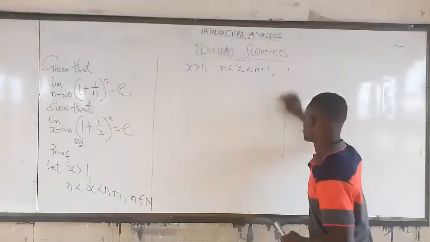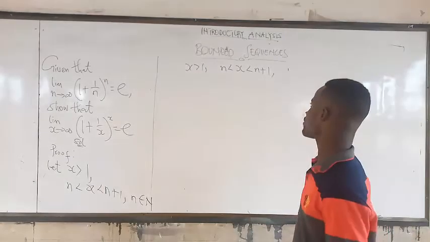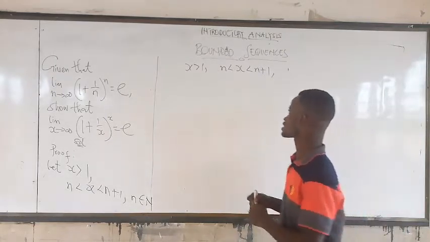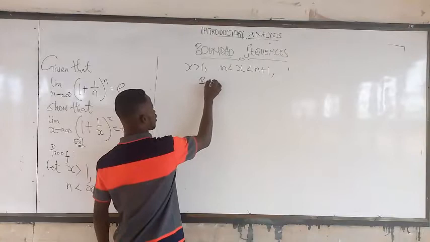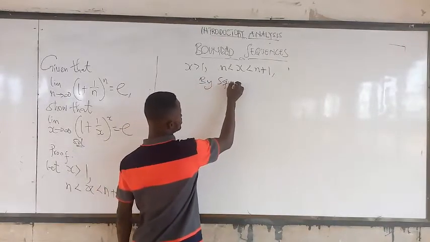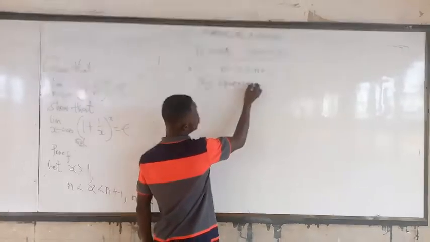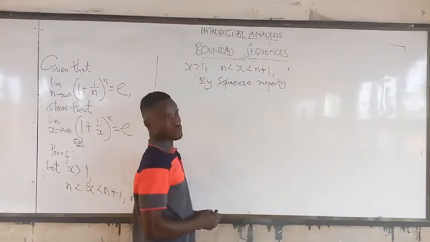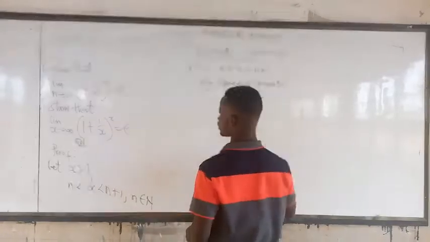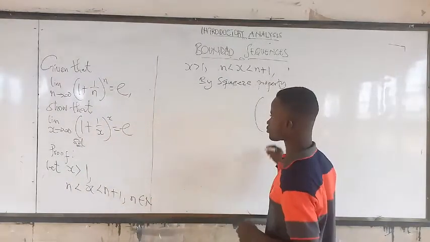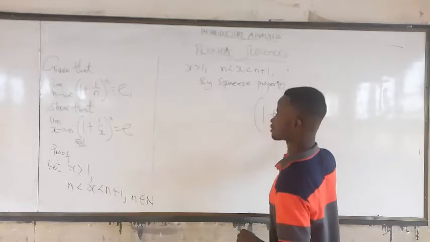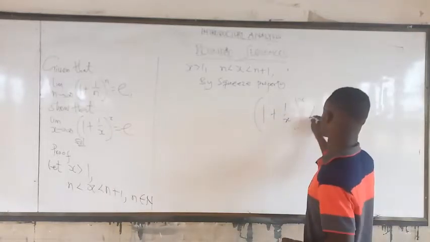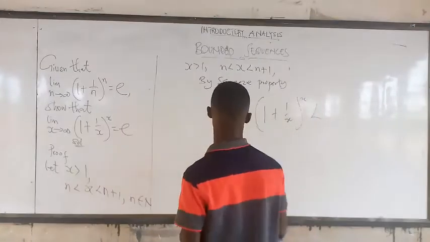Very good. So having this, we are going to prove by squeeze property. From squeeze property, I'm going to write 1 plus 1 over x, all to the power x. So this is going to be less than.